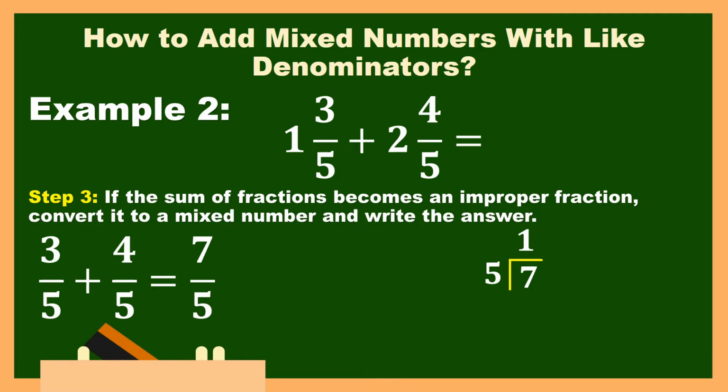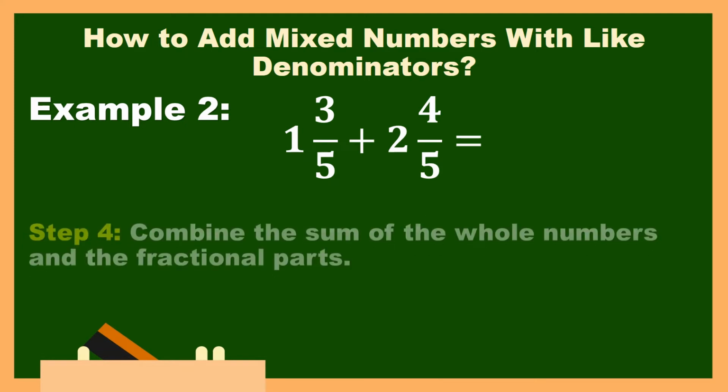1 times 5 is equal to 5. And subtract. 7 minus 5 is equal to 2. And since 2 is not divisible by 5, we will use 2 as our remainder. And to convert 7 over 5 into a mixed number, the quotient 1 will be our whole number and the remainder 2 will be the numerator. And just affix or copy the denominator, which is 5. Therefore, 7 over 5 is equal to 1 and 2 over 5.